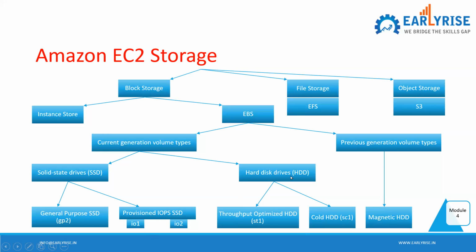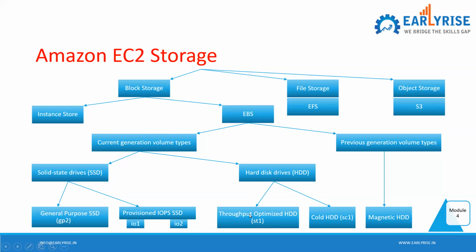Now look at this side, hard disk drives, HDD. You have throughput optimized HDD, ST1. What is throughput? Per second, what is the outcome? How much data can be transferred per second or per minute, whatever amount of data can be transferred. So this is about the quantity. Throughput optimized means it's about the volume of data in a given time.